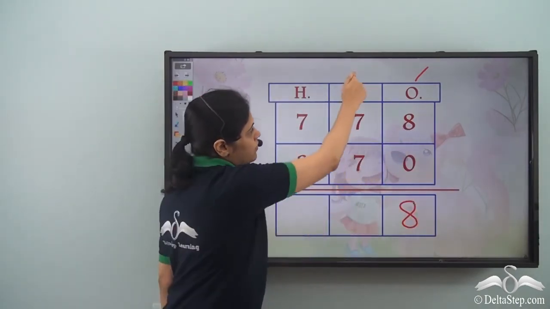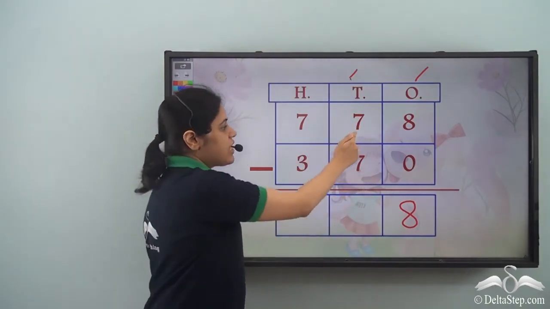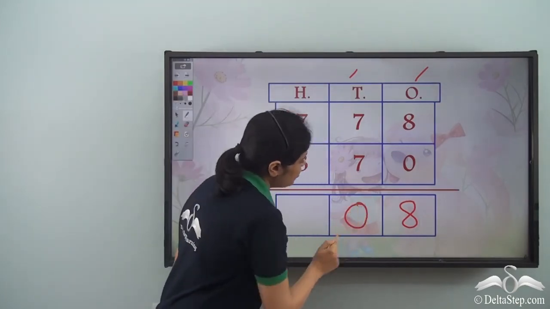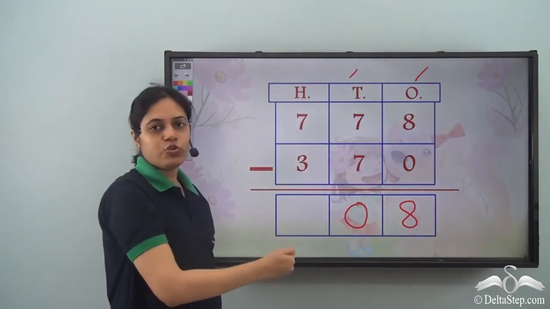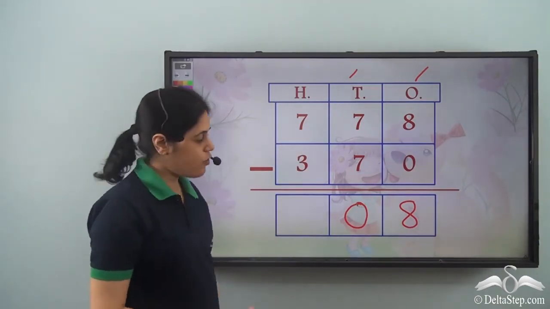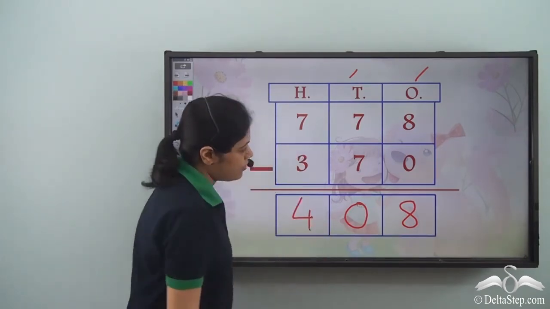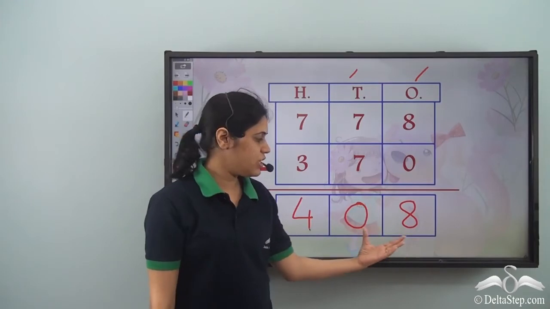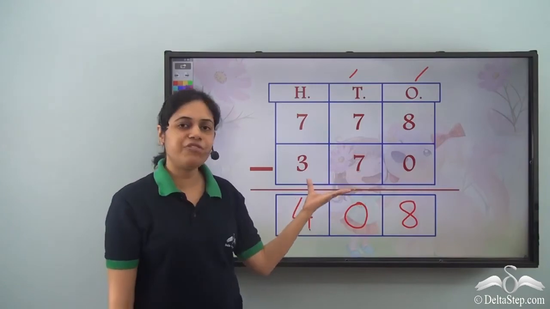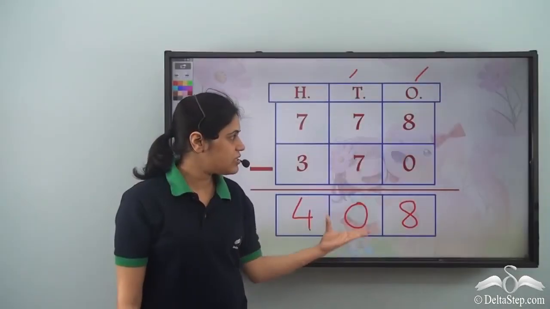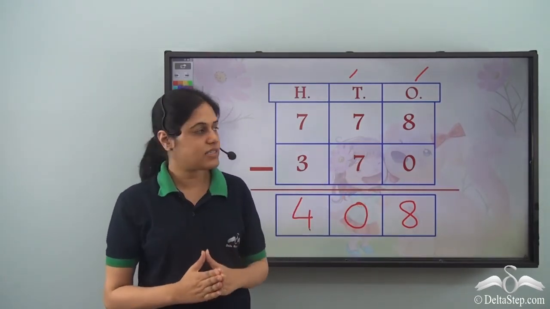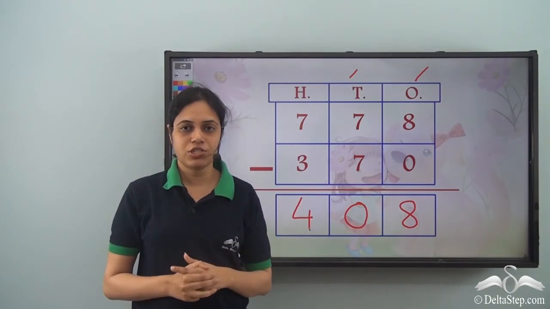In the tens room, I have 7 and 7. So 7 minus 7 is what? 0. So I have a 0 here. And in the hundreds room, I have 7 minus 3. So 7 minus 3 is 4. So I have a 4 here. So my answer is 408. This is the difference of these two numbers, the answer of this subtraction. So 408 is the answer when you subtract these two 3-digit numbers.